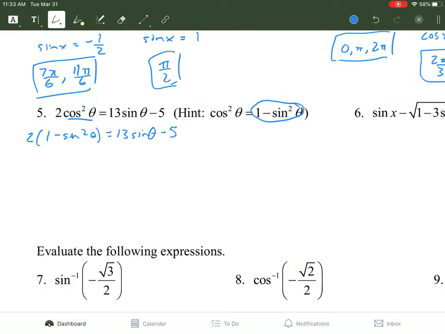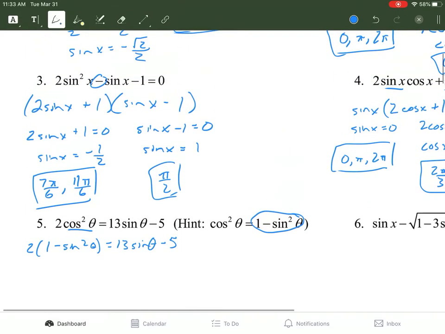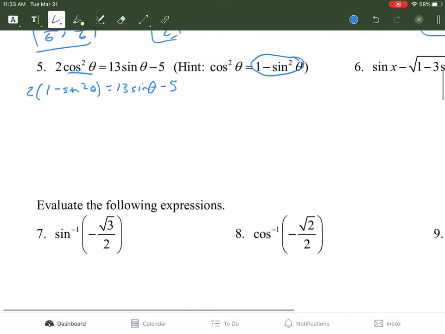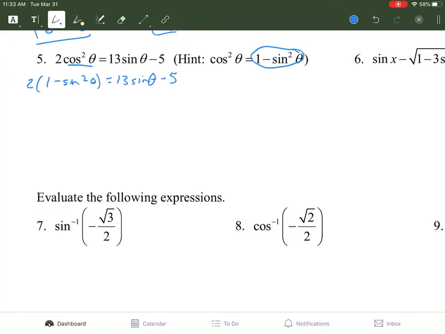minus 5. Now some of you might be asking, what's the difference between x and theta? Nothing. It's just a variable. Doesn't make a difference which one you use. I could change it to be x's. I just didn't. All right, so back to the equation.